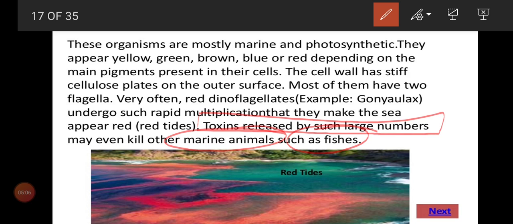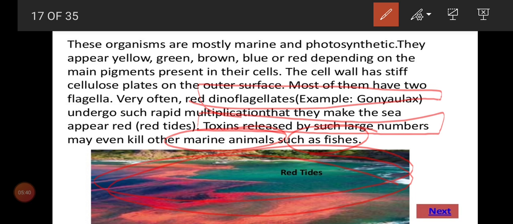It will be in yellow, green, brown, blue and red depending upon the pigments present in its body. And here the cell wall is made up of cellulose, not silica. And here the body contains two flagella, so we can call it dinoflagellates. Example for that, Gonyaulax. Often it will multiply quickly, so the whole area becomes red in color. Normally it starts to release toxins and it leads to the death of other animals.